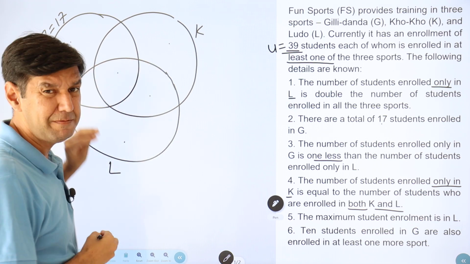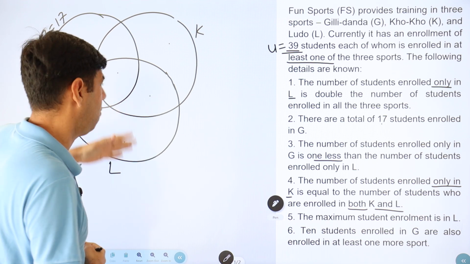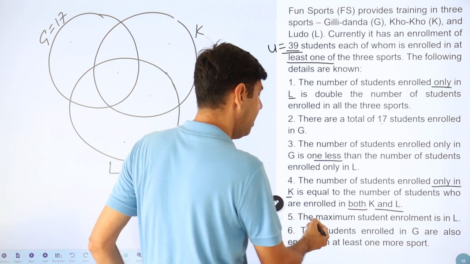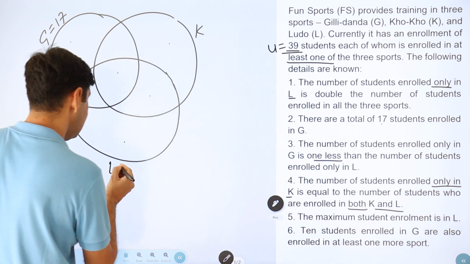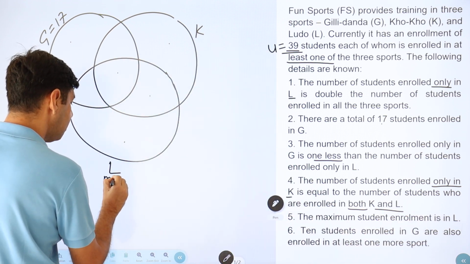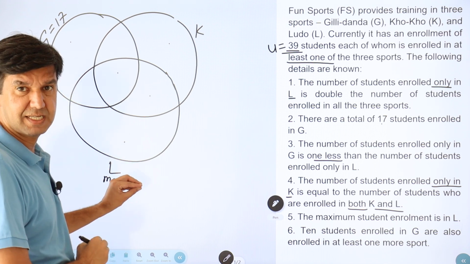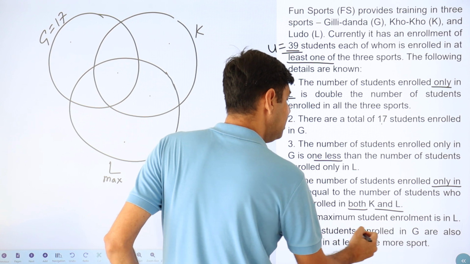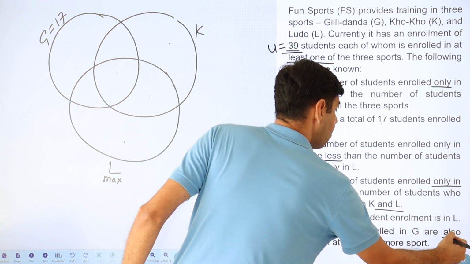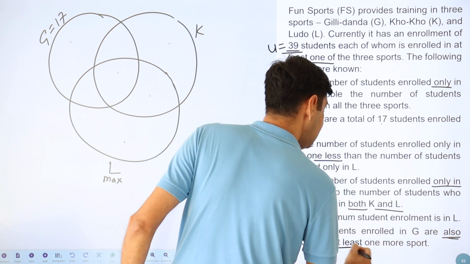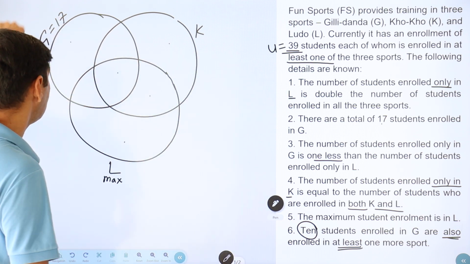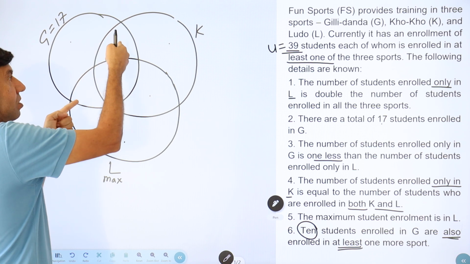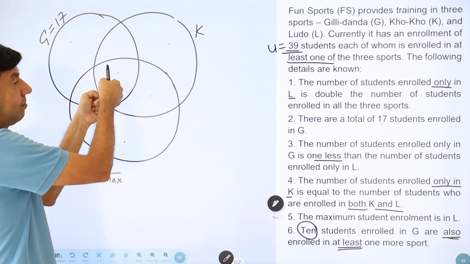So right now you might be tempted, nothing is being filled up, but it's easy, not many clues. Let's read the end. The maximum number of students are in L. So this obviously is going to help us eliminate cases at the end. This should become the highest. Finally, we have a number: 10 students enrolled in G are also enrolled in at least one more sport. So out of these 17, 10 are in at least one more, or even in 2 more, right?